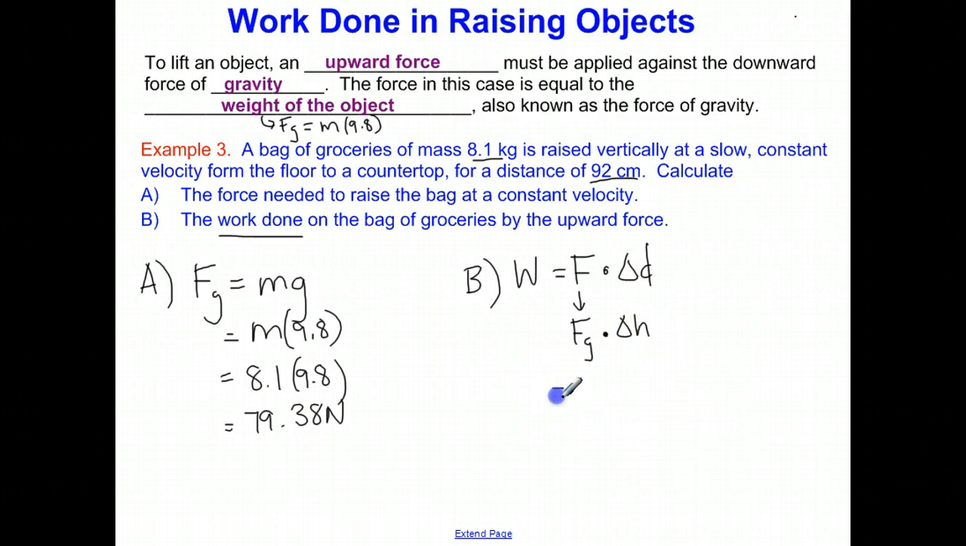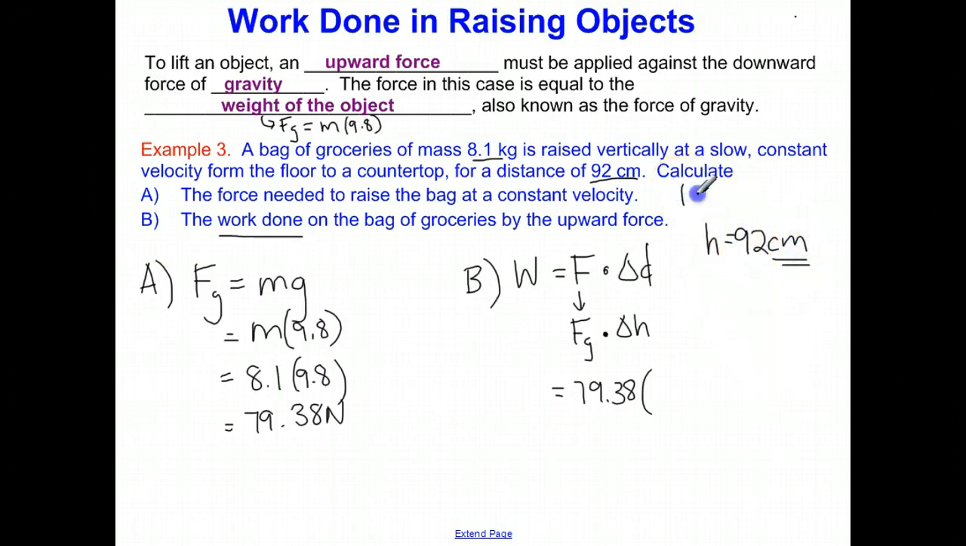So if we think about this, the work in lifting any object up is the force of gravity, which we just calculated here. So it's always your mass times 9.8. So we end up with 79.38, multiplied by the height that it was lifted. The height is 92 centimeters. Be on the lookout for this though. We don't want our units in centimeters.